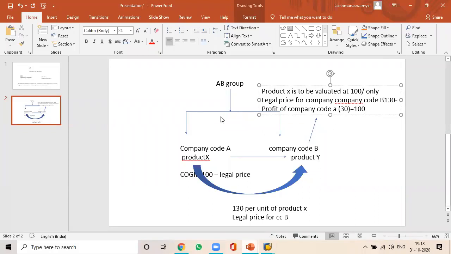Clear for everybody? If anybody wants, I will explain again. This is called legal valuation. Sorry, group valuation. So in the group valuation, we have to eliminate the intercompany profits which are available in the unsold stock or unused stock. This is the concept of valuating the inventory for the group purpose. Clear for everybody?